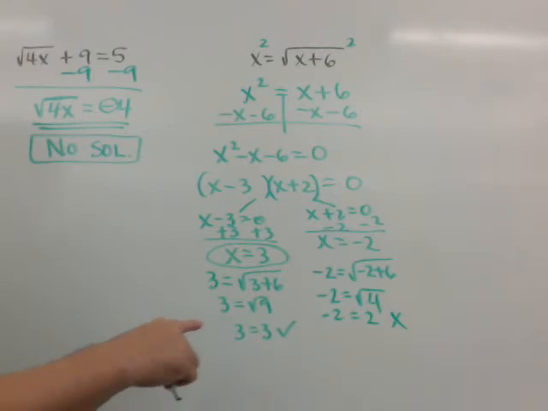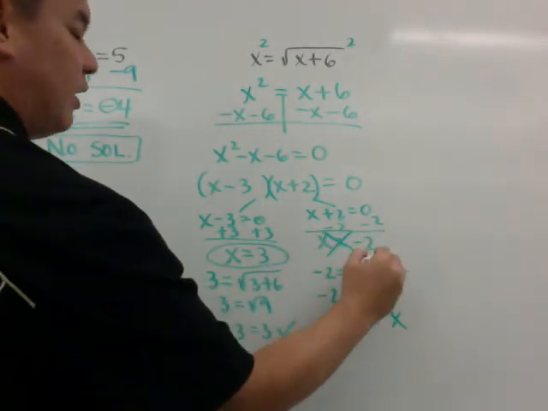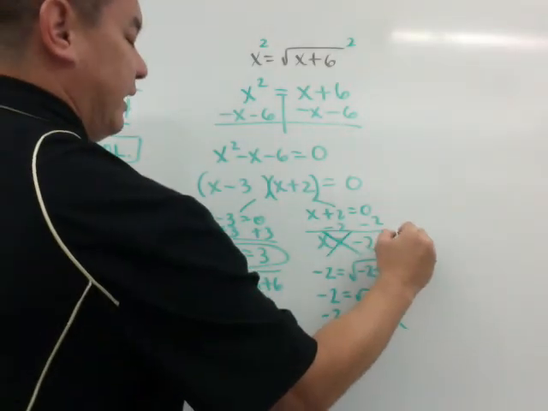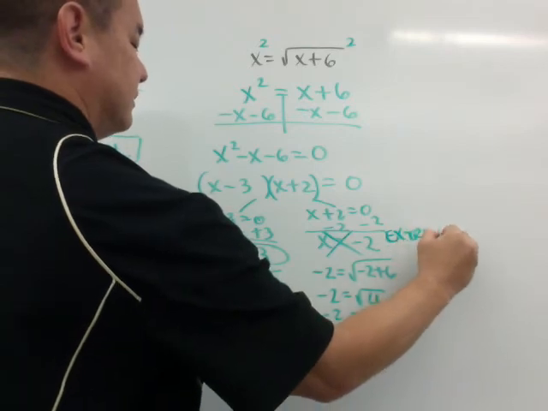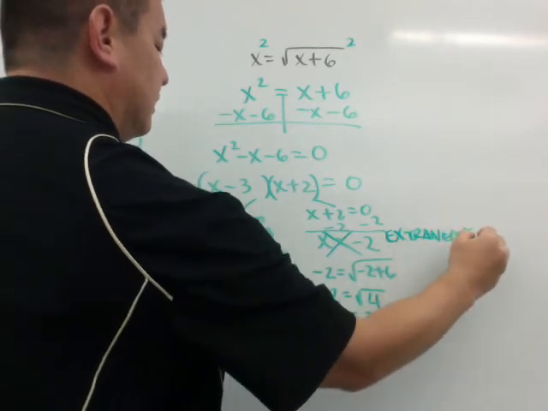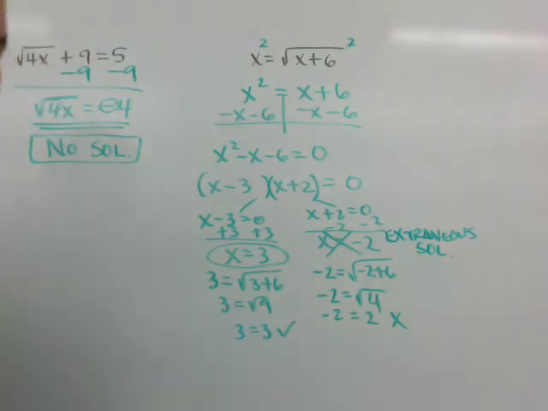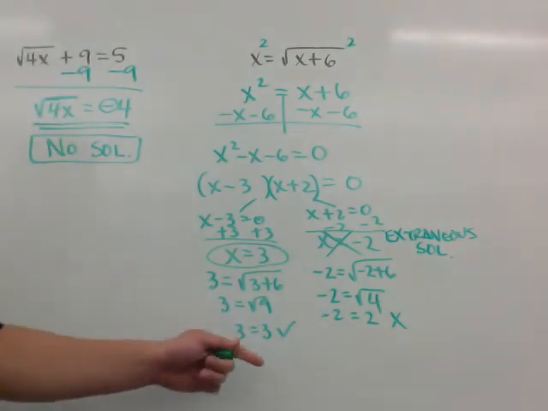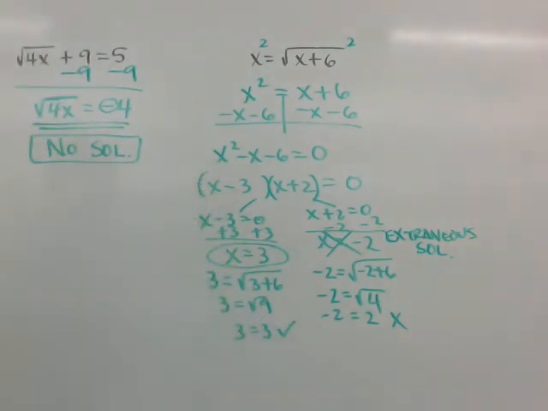Okay, so negative 2, you cross it out, because that is an extraneous solution. That means you solved it and got it as an answer, but when you put it back in the original problem, it didn't work out. It was illegal. So it drops off as an extra solution that doesn't work.